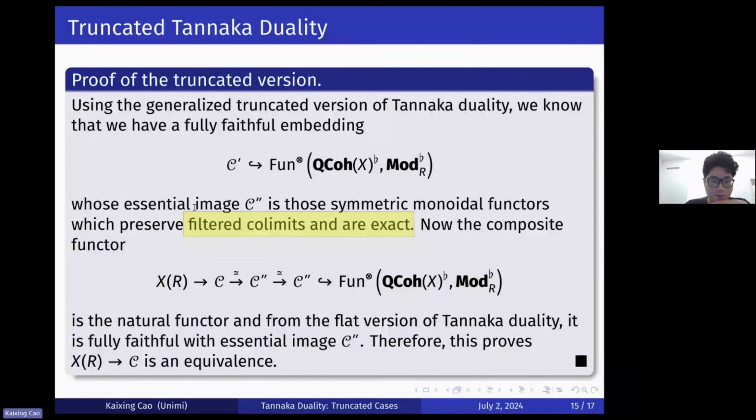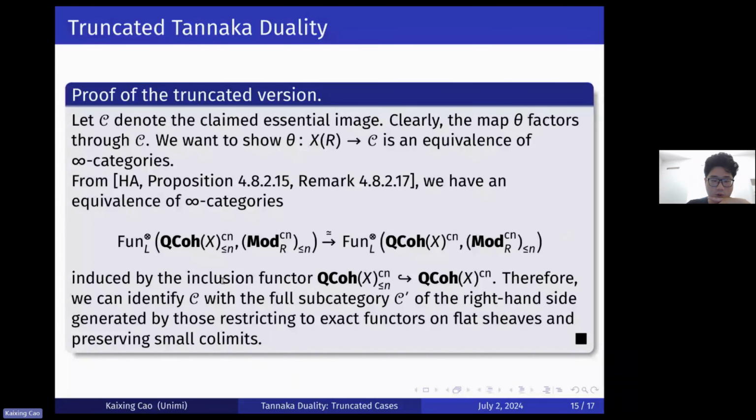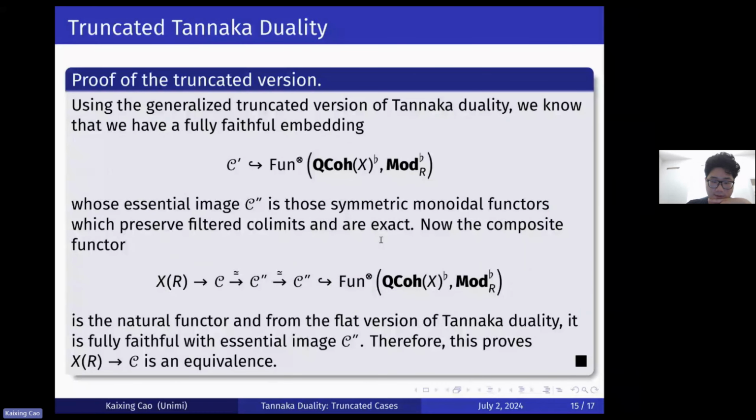So as I said, we start from the R point of X. We take the pullback to get a functor with target C, and C under this equivalence is the full subcategory of the left hand side, and we use C prime to denote the corresponding full subcategory of the right-hand side. Sorry, this is only C prime.